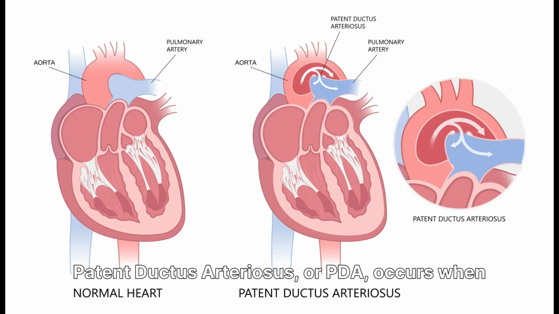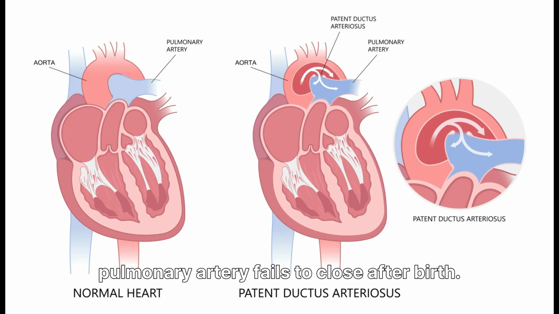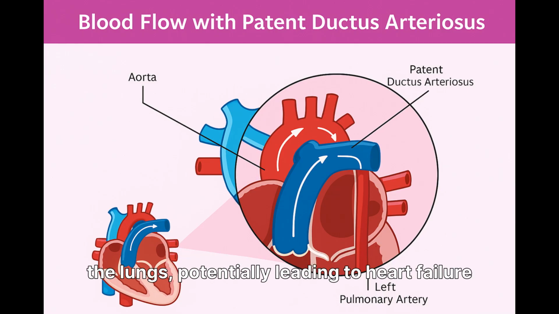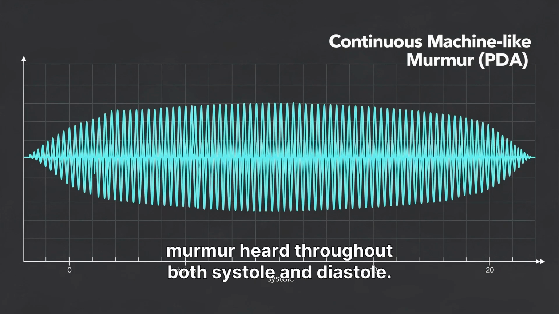Patent ductus arteriosus, or PDA, occurs when the fetal connection between the aorta and pulmonary artery fails to close after birth. This allows oxygenated blood to recirculate through the lungs, potentially leading to heart failure if the shunt is large. On exam, listen for a continuous machine-like murmur heard throughout both systole and diastole.